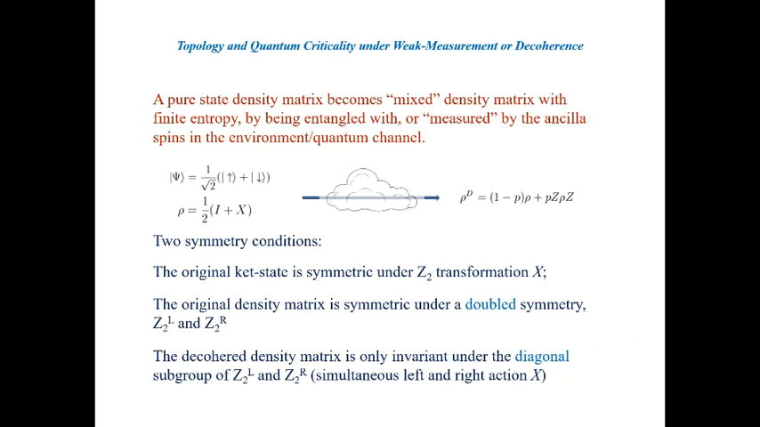So let's consider a state which is a superposition between up and down. And actually, this is a pure state density matrix. So this density matrix has zero entropy, because it's in a pure state.